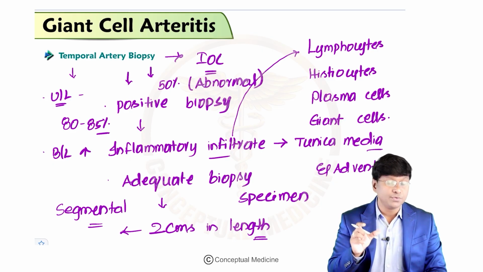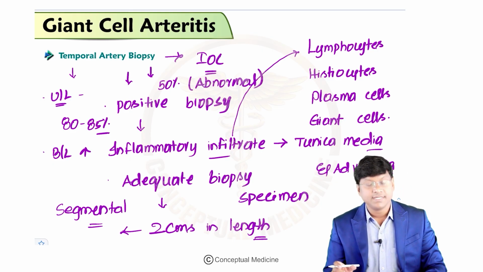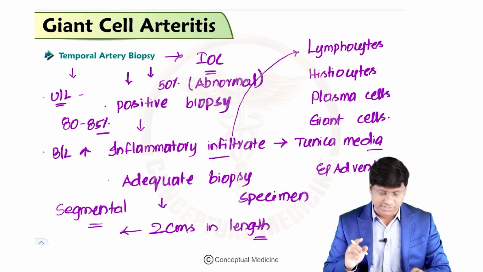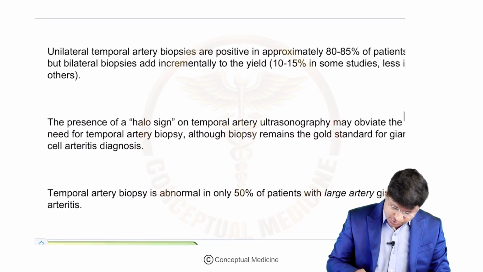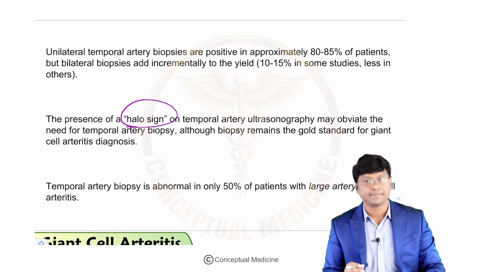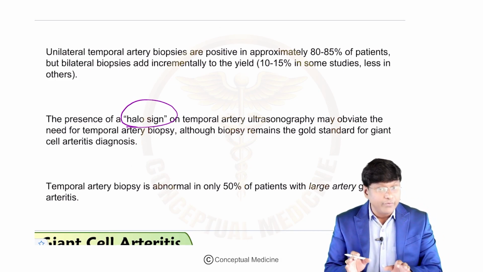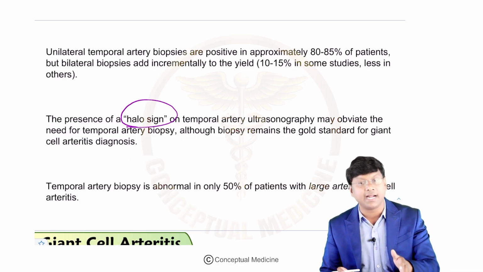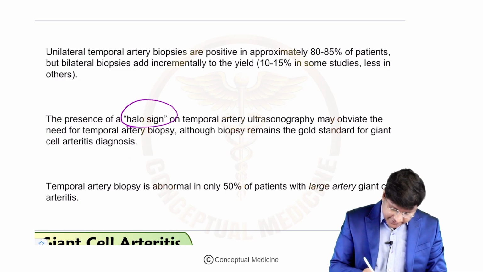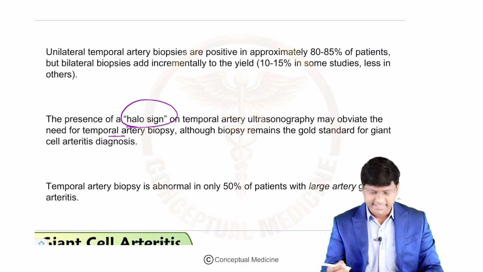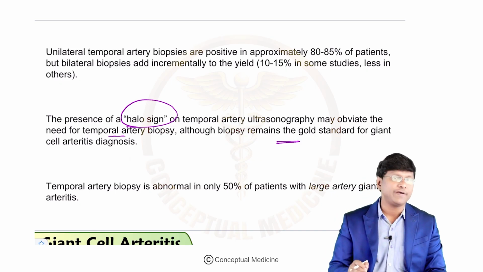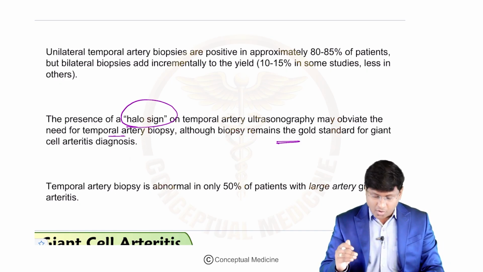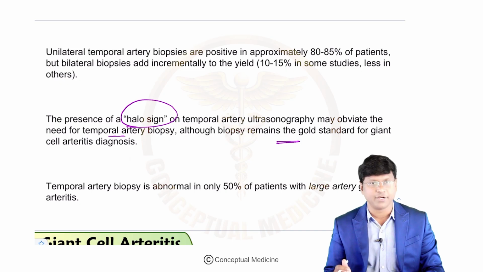And when you do a temporal artery ultrasonography, it will show you the presence of what is called the halo sign. When there is a halo sign on temporal artery ultrasonography, this will obviate the need for temporal artery biopsy. Definitely, the biopsy remains the gold standard for giant cell arteritis diagnosis, but the halo sign on ultrasonography will obviate the need for the biopsy.